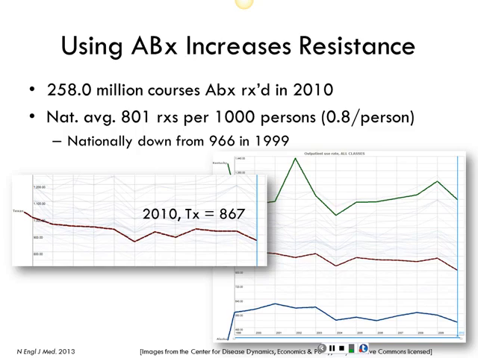Why do we have increasing resistance? Because we use a lot of antibiotics. The more we expose bacteria to antibiotics, the higher the risk that they are going to become resistant. So in 2010, we had 258 million courses of antibiotics prescribed. National average was 801 prescriptions per 1,000 people, so that's 0.8 antibiotic prescriptions per person, which is actually down from 1999 when it was 966. So we've got pretty massive overprescribing.